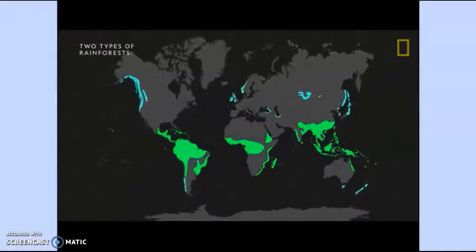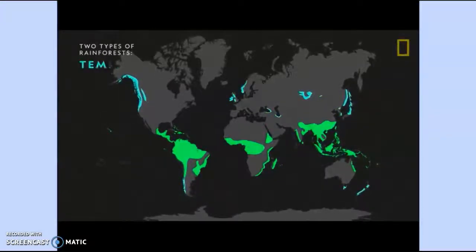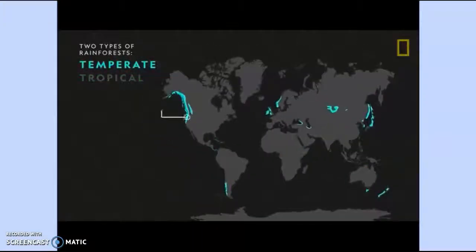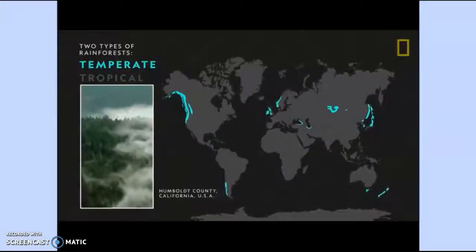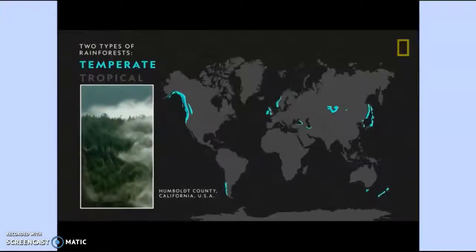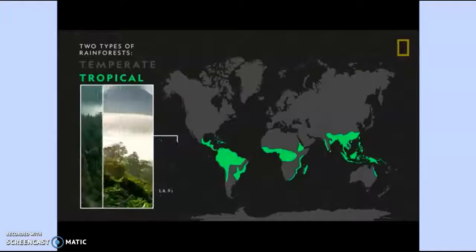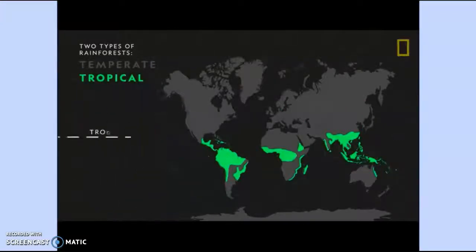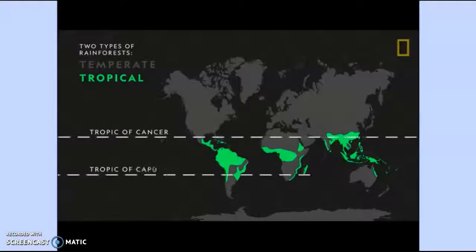Two types of rainforests are scattered across the globe: temperate and tropical. Temperate rainforests are mainly found in the mid-latitudes, often near cooler, coastal, mountainous regions. Tropical rainforests are primarily located in warmer climates, between the Tropic of Cancer and the Tropic of Capricorn.